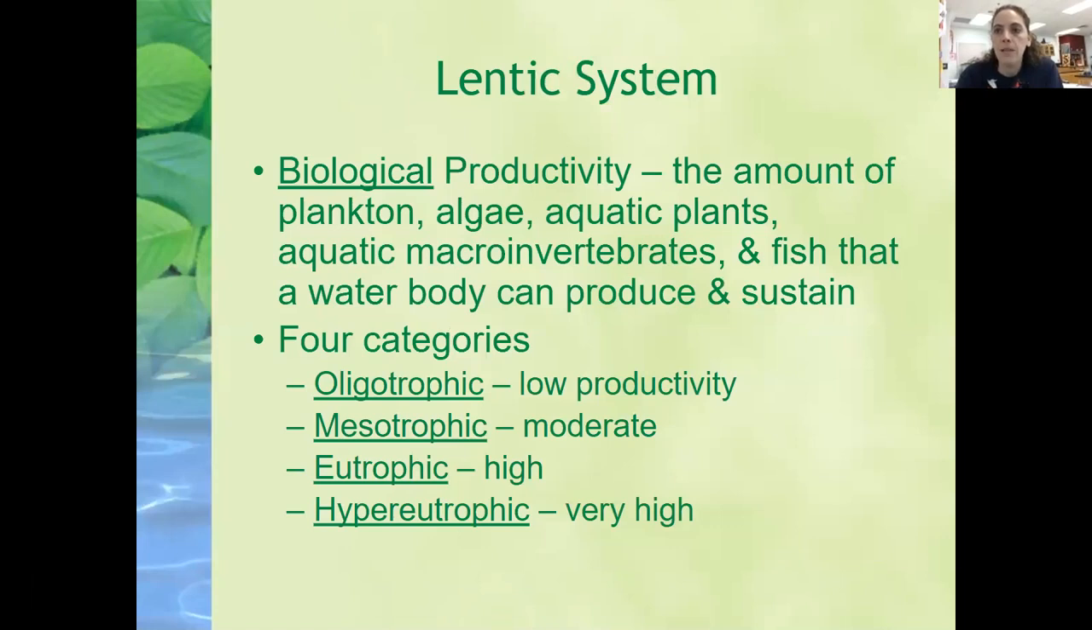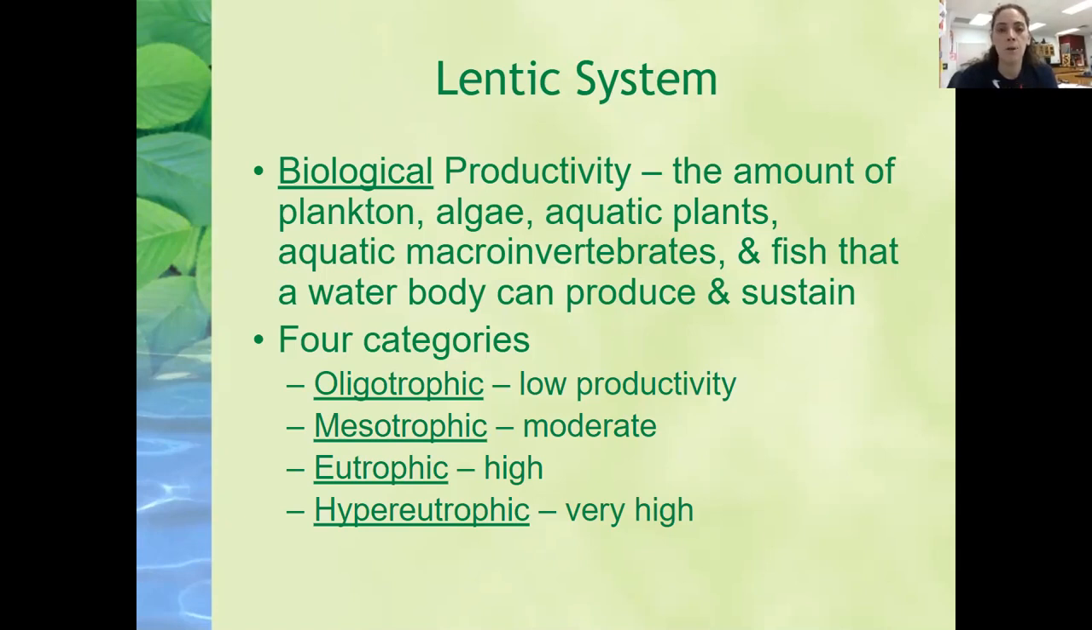With lakes, we can measure their biological productivity. So that's how many plants and animals are living in them and that that body of water can sustain. We have four categories that describe biological productivity. There's oligotrophic, which is low productivity. This tends to be very clear water, and humans will mistakenly consider it as being clean water.